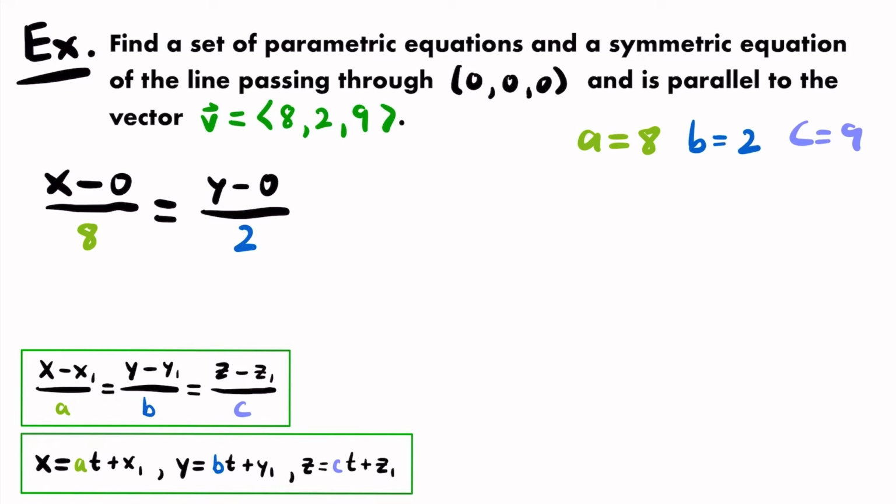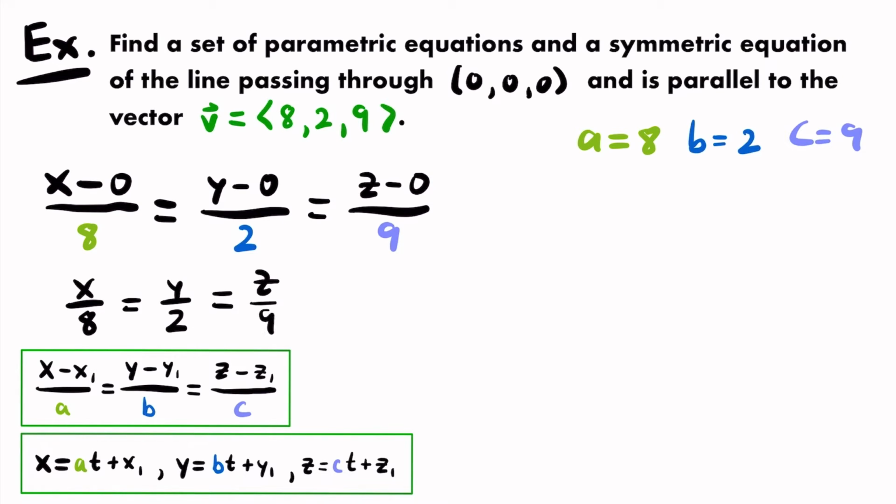So we have 2, all right? And then that will be equal to z minus z1, which is also 0, right? z1 is 0, and then we will be dividing by that direction number of c, which is 9. Okay, so I'll write in 9. And now all there's left to do is simplify this. x minus 0 is x, y minus 0 is y, and z minus 0 is z. So if we simplify, we'll have x divided by 8 is equal to y divided by 2, which is equal to z divided by 9. And that right there is the symmetric equation of the line passing through this point and is parallel to this direction vector.